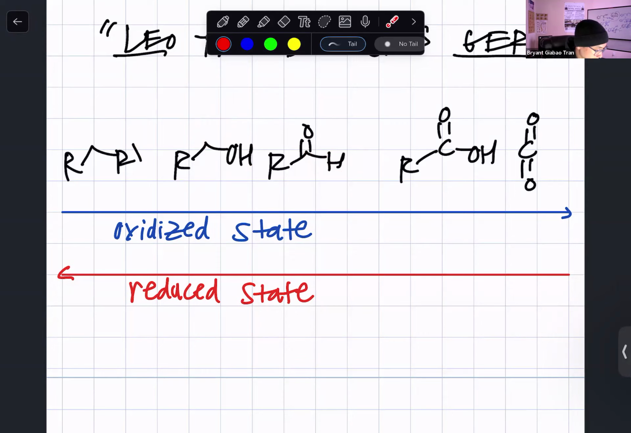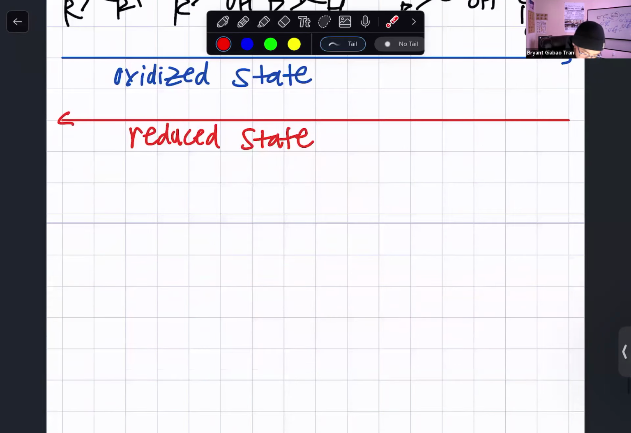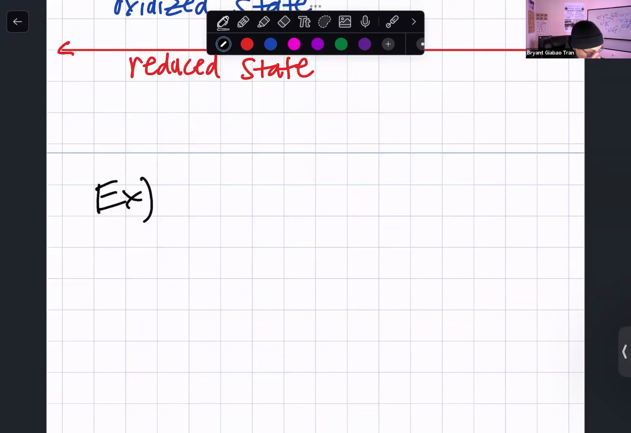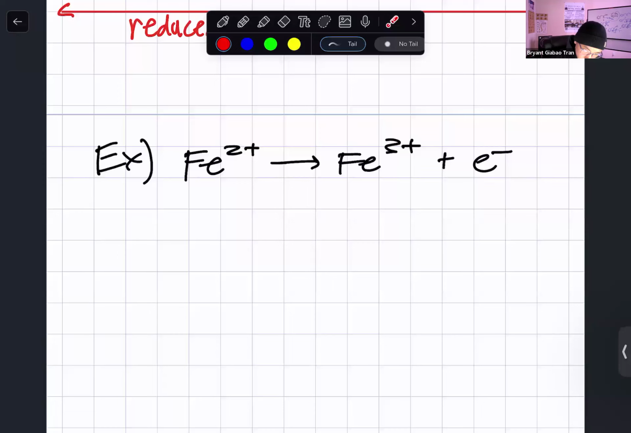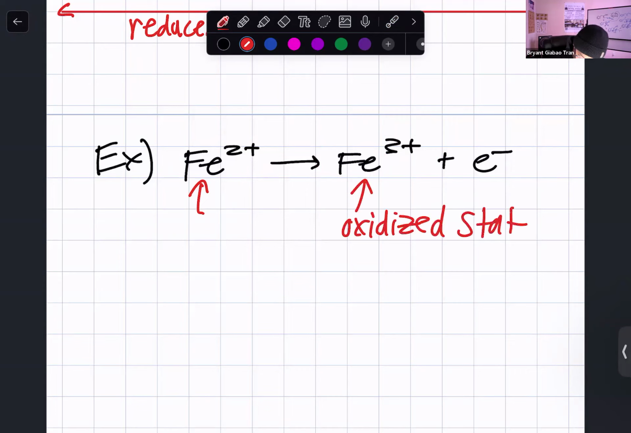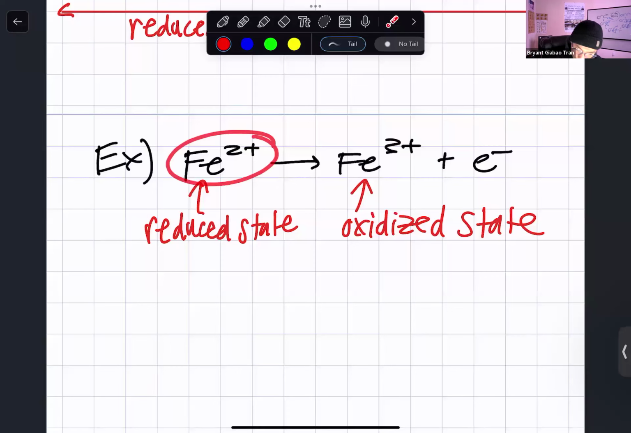Okay, so now let's talk about some examples of this redox reaction. An example is going to be when we have iron 2 plus that gets converted to iron 3 plus and an electron. So this iron right here is losing an electron and gaining a +1 charge, right? So this is going to be oxidation. This iron here is going to be oxidized, right? So this is the oxidized state. This is the reduced state, right? Because oxidation is the loss of electrons, OIL RIG. We see that this iron here is losing electrons. So we are going to oxidize this iron, which becomes this oxidized state right here.